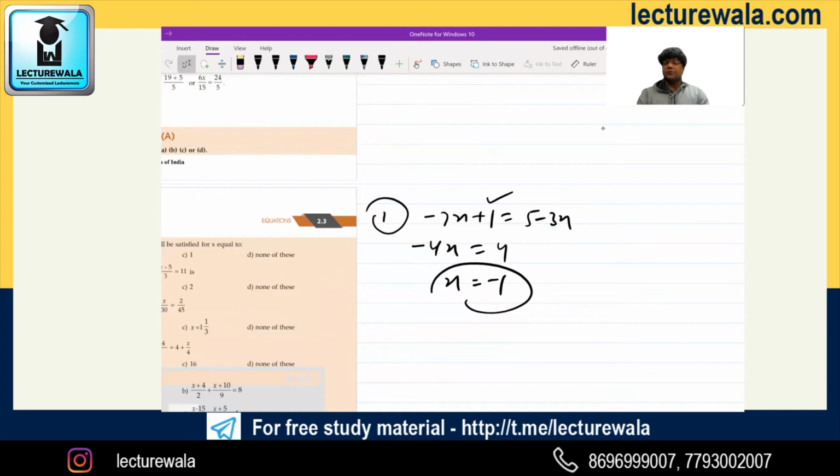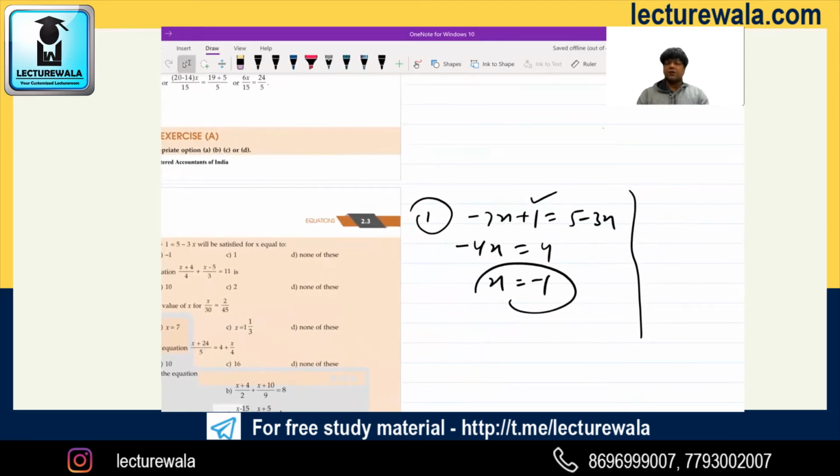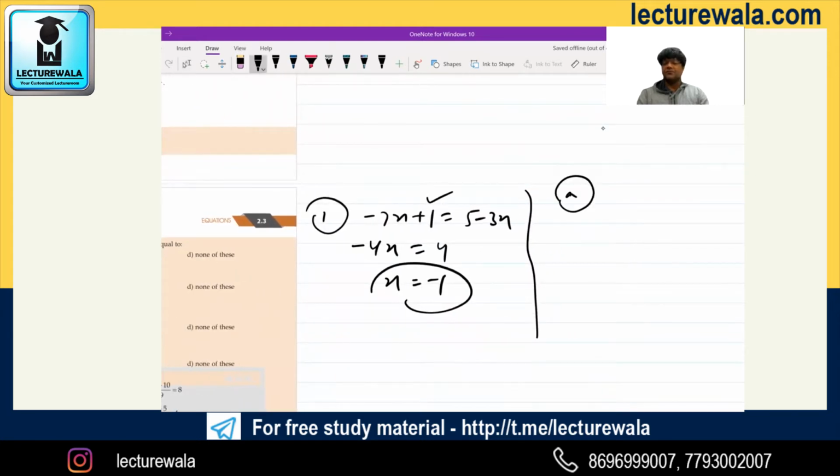Or else what you can do, go option hitting. First option is what? 2. You are going to check the first option, that is 2. Replace x by this value 2 on both the sides and check whether both the sides become equal. Minus 7 into 2 plus 1 is equal to 5 minus 3 into 2. So it is minus 14 plus 1, minus 13. 5 minus 6, that is minus 1. Are they equal? No. So this is not the answer.